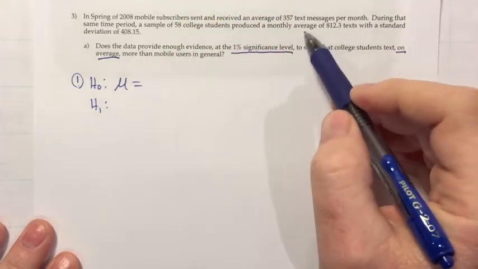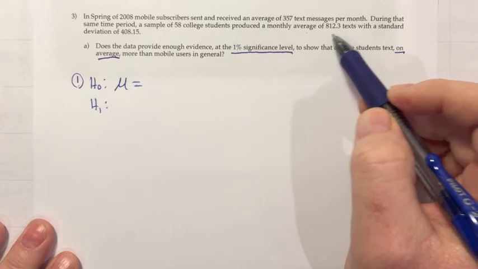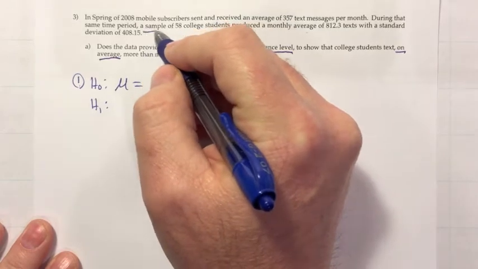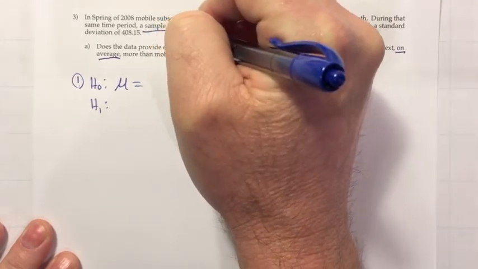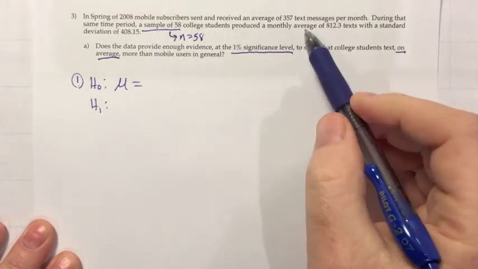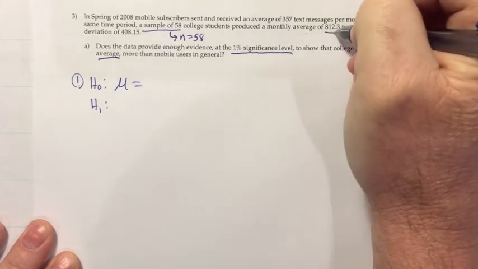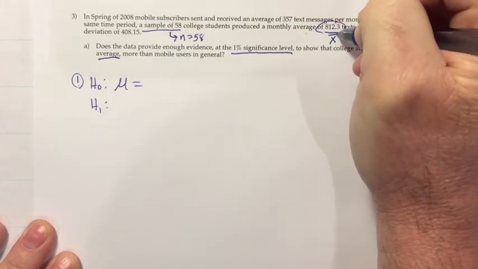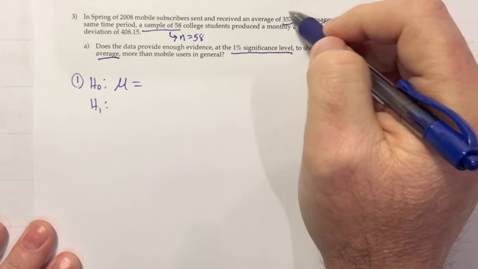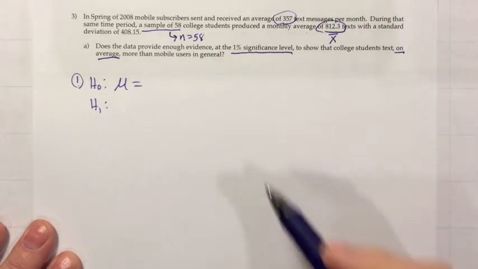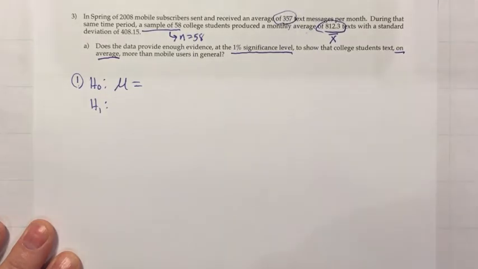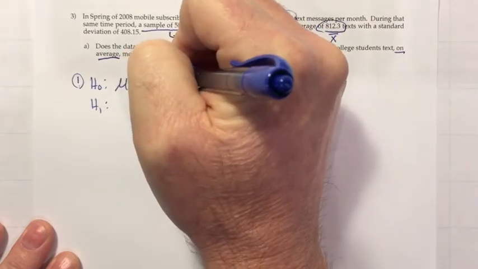Now there's another number right here that says an average, 812.3. So in a way, both of those might seem like candidates, but if you look at what this number is right here, it says this sample of 58, so what is that telling us? n equals 58. Produced a monthly average of. So this sample produced this average. If this is a sample average, then this is x bar. And we never put x bar in H0. So given those two choices, this is the one that was a claim value or an old value or a comparable one. It looks like we're going to compare college students to mobile users in general, and there's the number for mobile users in general, so 357.